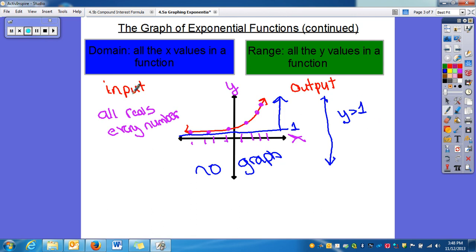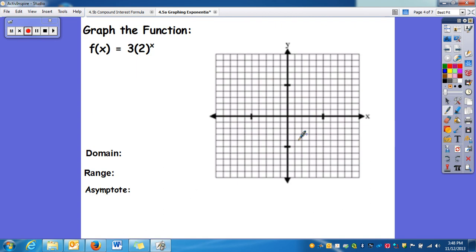Alright. So again, to review, domain is always going to be all reals. You can plug in every number. However, your range is going to be specific, and then this is going to be your asymptote. Okay. It's always going to be greater than some number. So let's practice graphing a few exponential functions. There's no one specific pattern you can follow with exponential functions for the most part. So we are going to use a table of values.